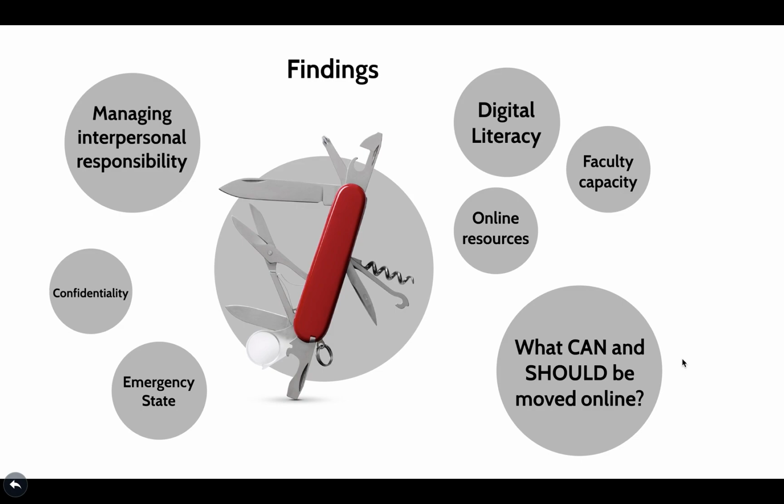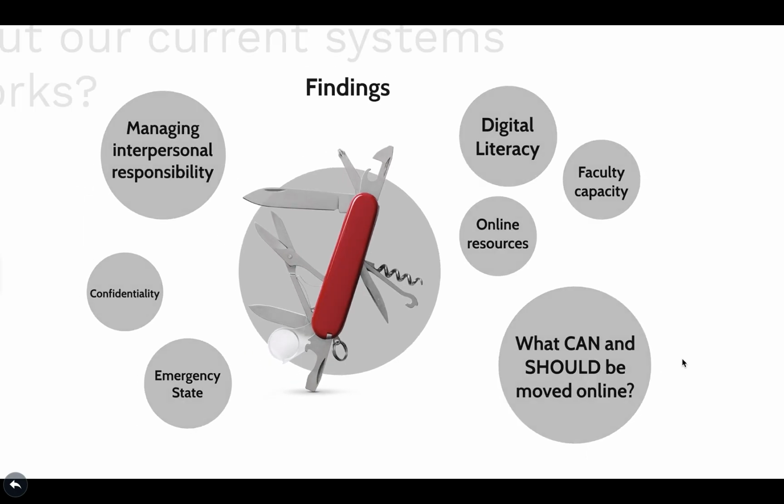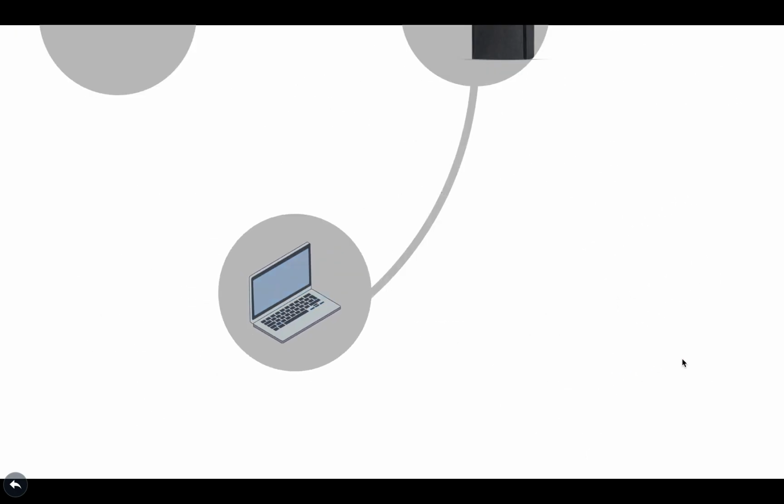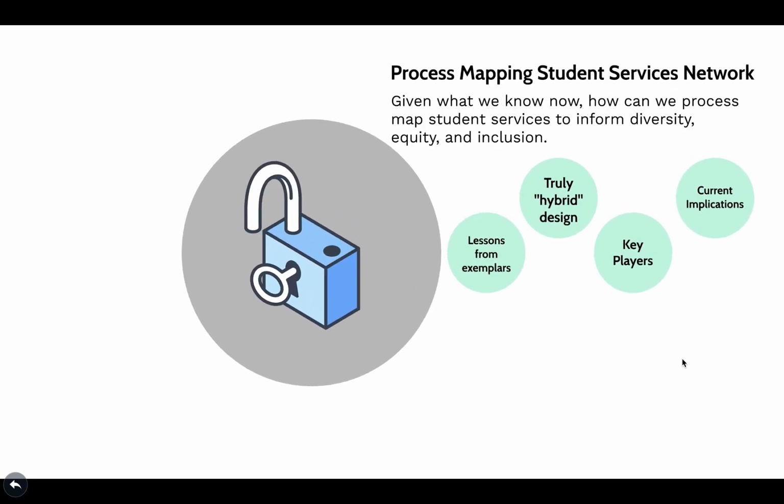Residential student services programs can be co-designed to coexist. So now let's move on to process mapping a student services network.